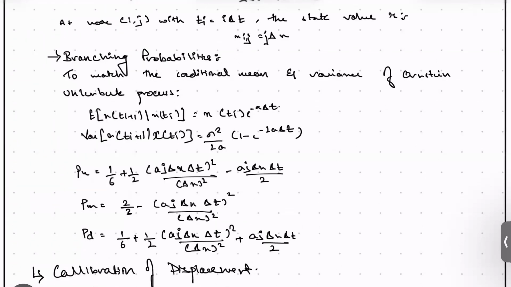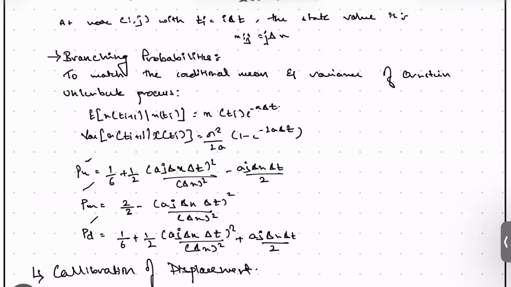From each node i, j, three branches emerge, leading to nodes at the time step t i plus 1. The probabilities of these up, middle, and down moves, which are denoted by p u, p m, and p d, are calculated to match the first two moments, which are the mean and variance, of the conditional distribution of x of t i plus 1 given x of t i, which is equal to x of i, j.